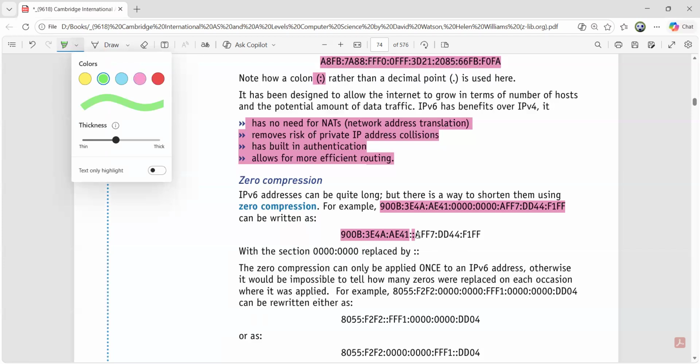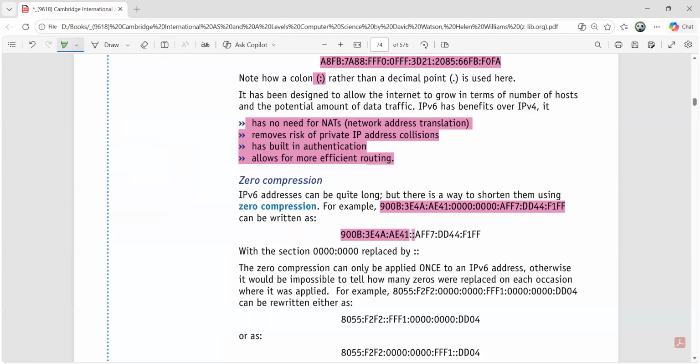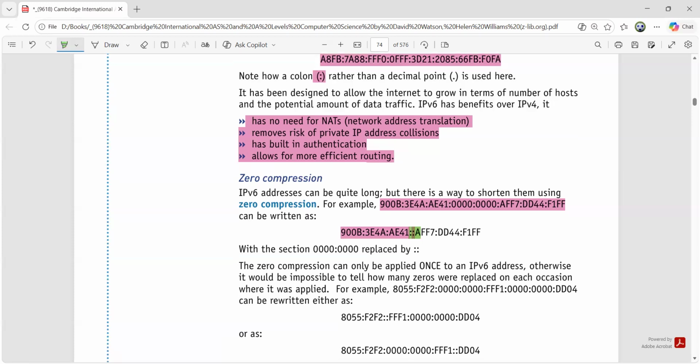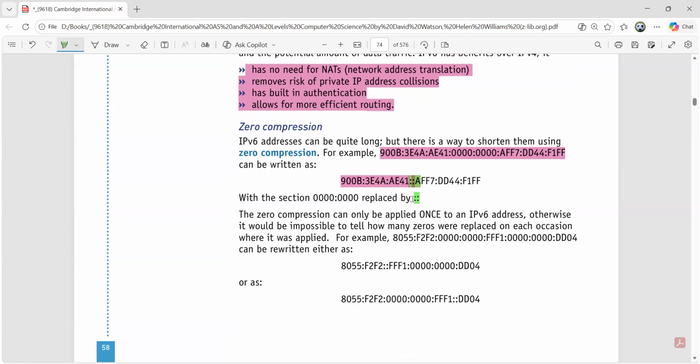I hope that we remember the term compression. Compression means reducing the size. So here the reduction is the reduction of the zeros, and it is done only once. Remember, one key thing: zero compression means if your address is composed of zeros like this, then you remove the zeros and replace them with the colon sign. The two colons are going to represent that in this place there were zeros that are replaced. Are you clear? And remember one important thing, zero compression is applied only once to an IPv6 address. Otherwise, it would be impossible to know where the zeros were compressed.